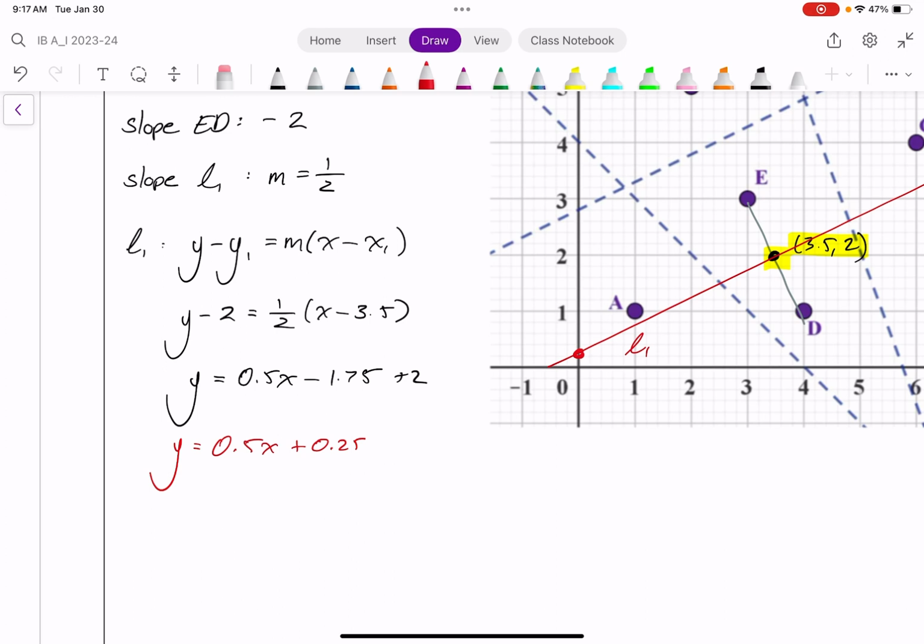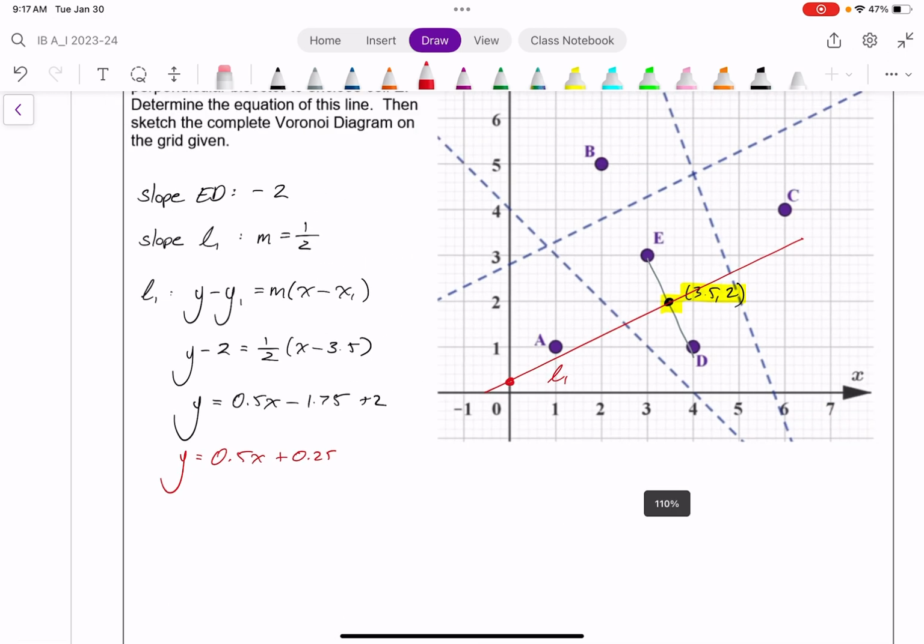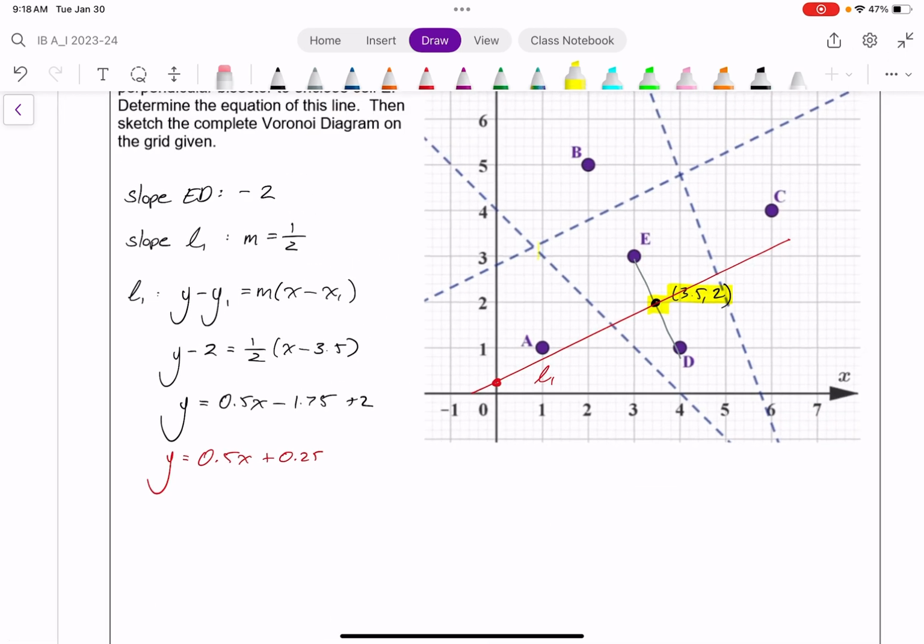From my little sketch, I can see it looks about right. I mean, that line I drew, I just eyeballed it, but if there was a big mistake with my equation, I should be able to tell, and my y-intercept seems to be accurate. All right, so that's the equation of the perpendicular bisector. And so now this region here properly fills in the cell for E, all the region in which all the points are closer to E than any other point.